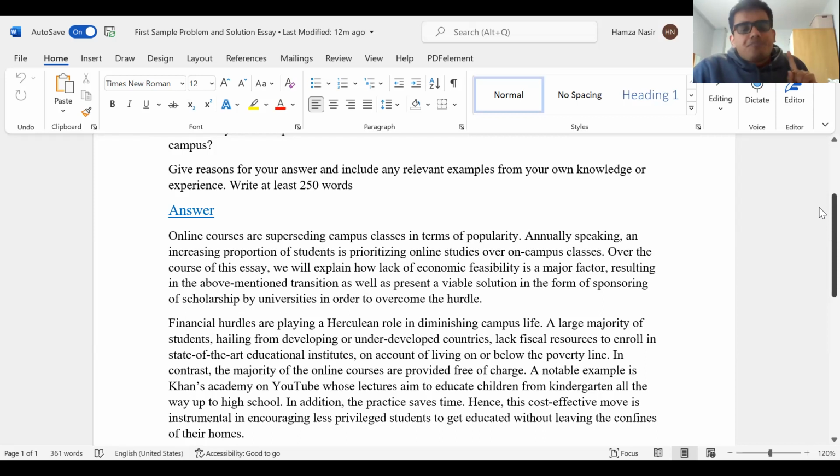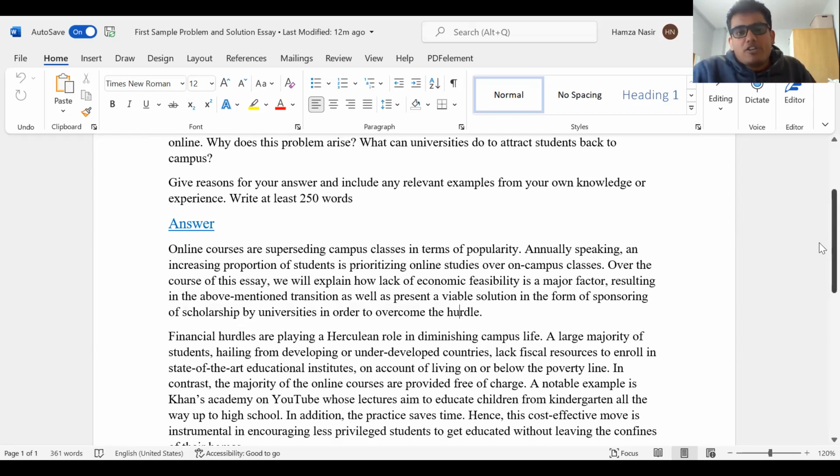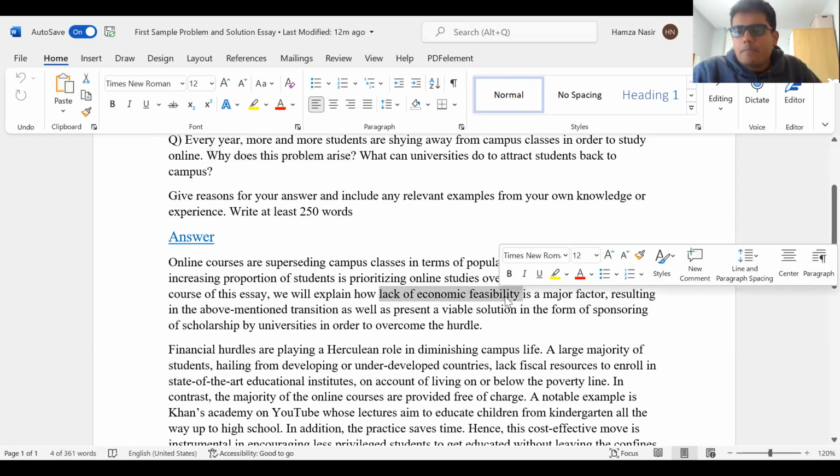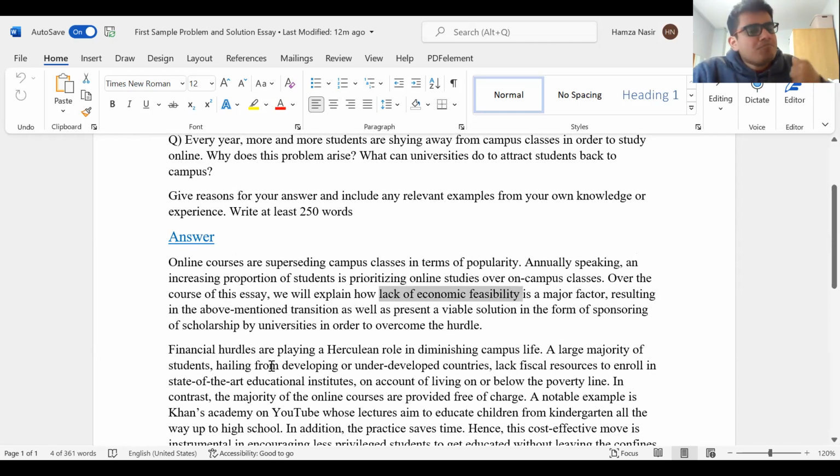So what is the first idea? The first idea is a response to the first question, that is, why does this problem arise, right? So we all have our own versions of why this could be happening. I said that lack of economic feasibility. In other words, we know that on-campus classes are generally more expensive. A lot of people can't afford it. So this economic feasibility factor plays a role. So introduce your first idea, and that is the reason behind the problem.